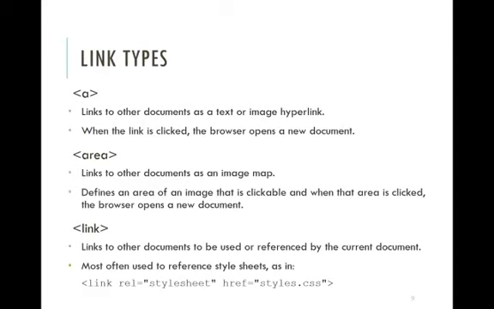So the A tag is to link to other documents such as text or images, and when the link is clicked, the browser will open a new document, whereas area links to documents on an image map, and it defines an area of an image that is clickable. Then when that area is clicked, the browser will open a new document. Whereas link will link to other documents used for reference by the current document. Most often it's used to reference your style sheet, such as link rel="stylesheet" href="styles.css".